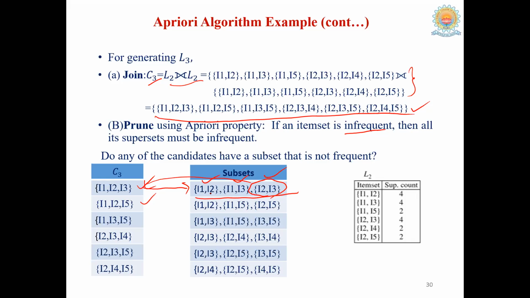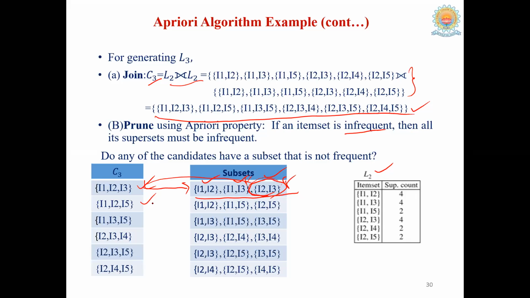Like this way, you can filter out all the infrequent three item sets. So how do we find whether a particular item set is frequent or not from L2? If the item set exists in L2, then it is frequent. So we can assure that this is frequent or this is infrequent like this. If all the subsets are frequent, then its superset can also be frequent.